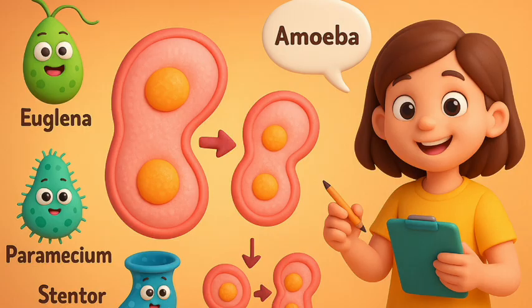Can we find out names of some more unicellular organisms? Every multicellular organism has come from a single cell. How? Cells divide to produce cells of their own kind. All cells thus come from pre-existing cells.